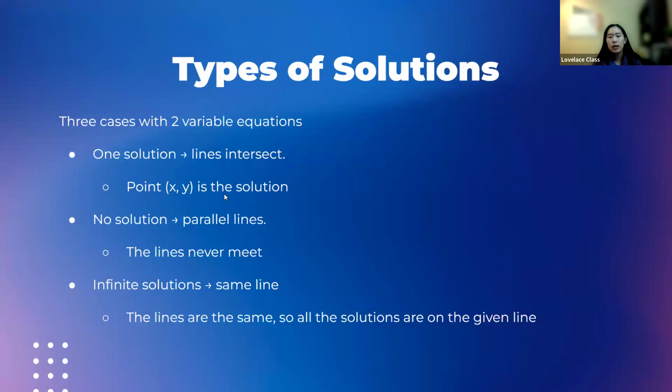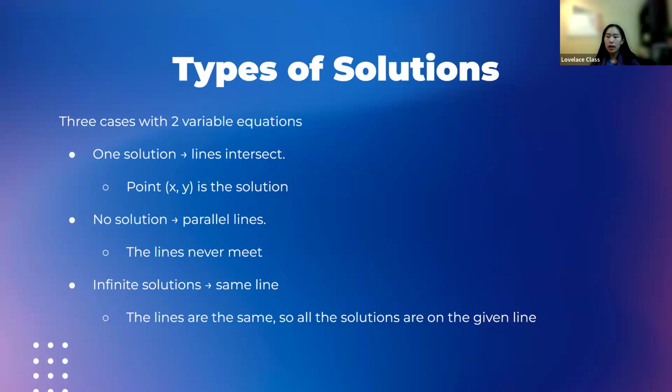Okay, so next we're going to go to types of solutions. There are 3 cases when you have 2 variable equations. For types of solutions, you can have one solution, so that's when the 2 lines intersect, right? If we put this on a coordinate plane with y and x, then the point (x, y) is going to be the solution.